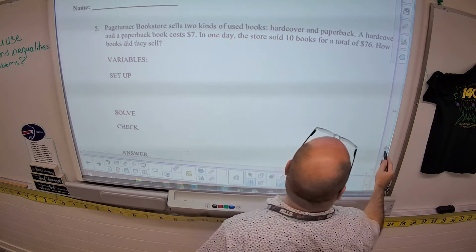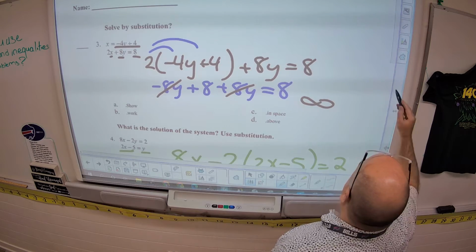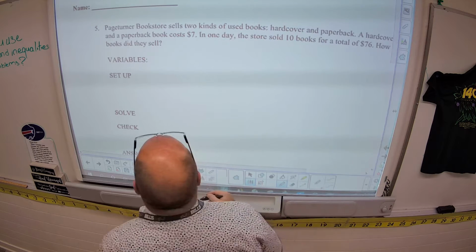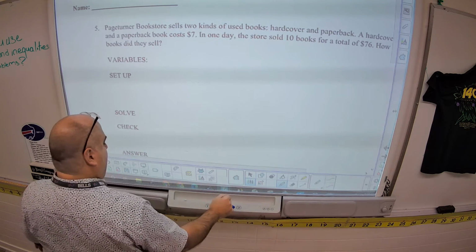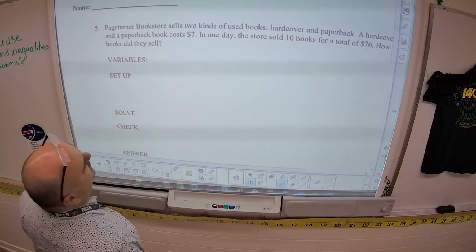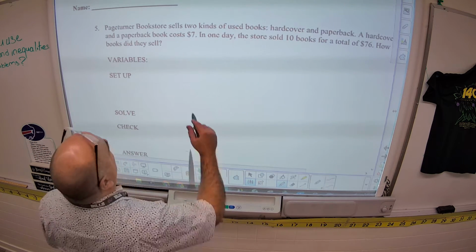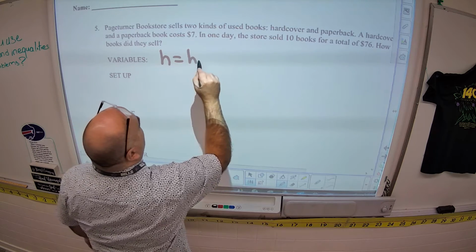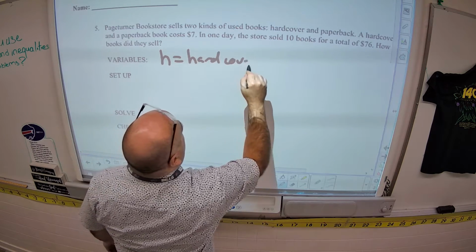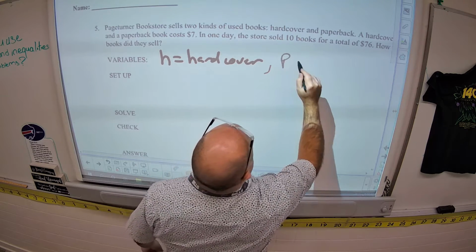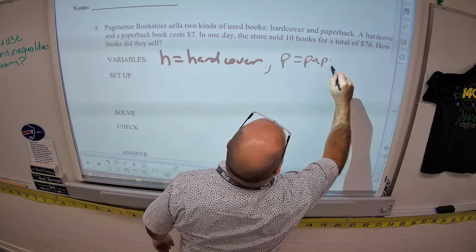The next question, page 3, 4 here. Okay, number 5 on the practice test, and this question will appear on the regular quiz. The bookstore sells 2 kinds of used books, hardcover and paperback. So my variables can be H for hardcover and P for paperback.